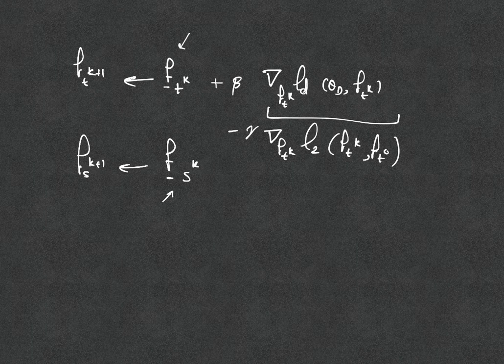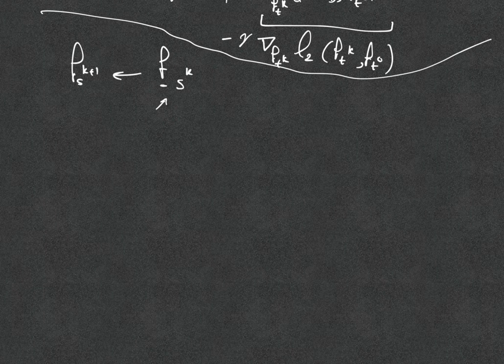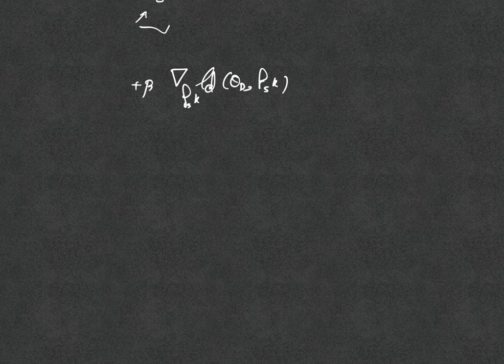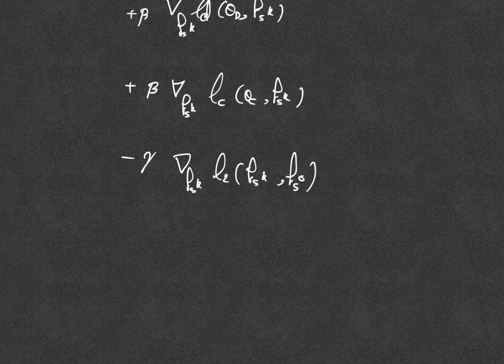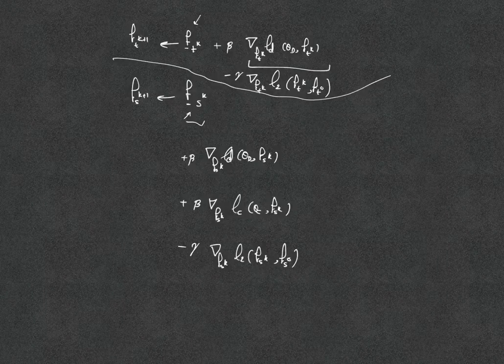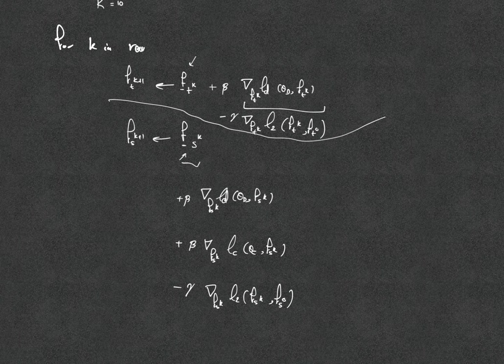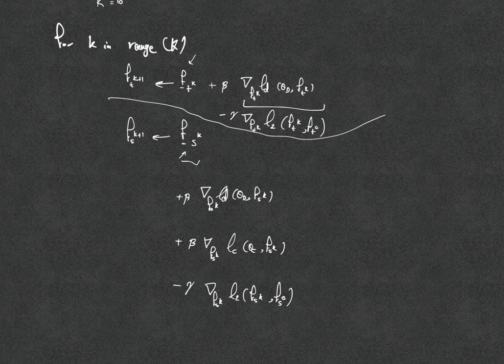Now for the source, let me draw a line here to make it more clear. For the source, you have this. Obviously you want to make the discriminator more uncertain, so you can look at LD, and you're going to have to do gradient ascent on this. You also want to confuse the classifier, so you also want to do gradient ascent on LC of FSK. However, you again have that L2 constraint, so using the L2 between FSK and FS0, you try to keep that one as well. And you do this iteration for k in range K, and you obtain the final results that you're going to use.